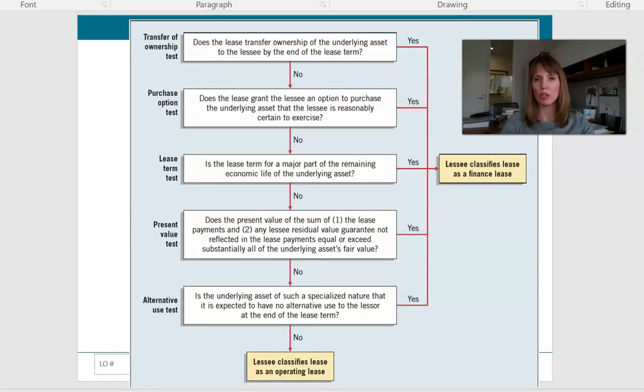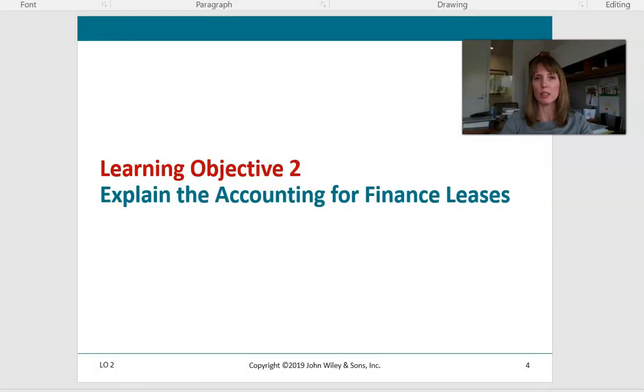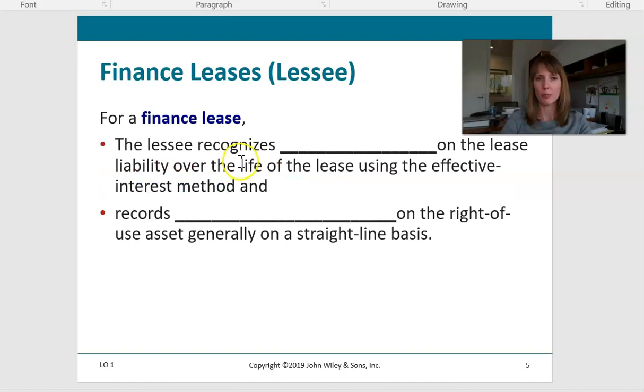Remember those classification rules. There are 5 questions that the company must answer in order to determine whether the lease is going to be classified as finance or operating. If any one of these questions that are shown here can be answered with yes, then the lease is going to be recorded as a finance lease. If all of these questions are answered with no, then the lease would be classified as an operating lease. This video is going to focus on the accounting for finance leases.